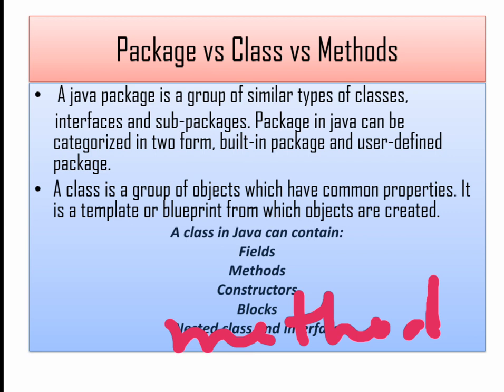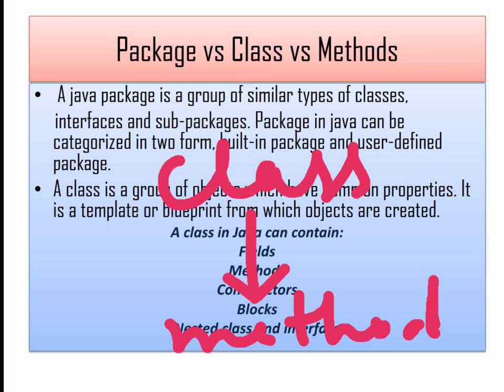But if we need to click a photograph with a 50 megapixel camera, can we do that, or do we need the mobile also? Yes, we need the mobile. That means without the mobile, the method cannot be used. So that is the class. Class is the mobile and method is the calling function.